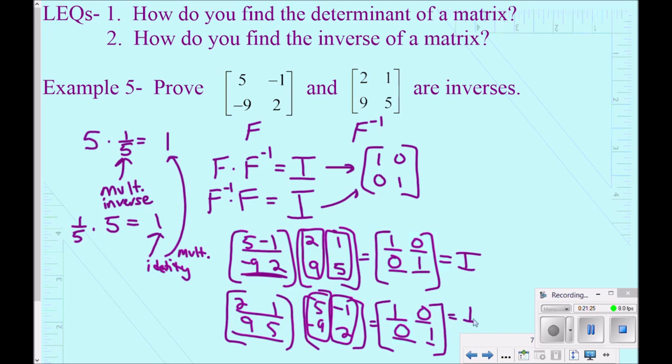So both directions, multiplying either way, we are getting the identity matrix, which means that we just proved that these two matrices are inverses. Yes, they are inverses. And again, our proof is right here. When we multiplied the matrices together in either order, we did end up with the identity matrix, which means they are inverses.